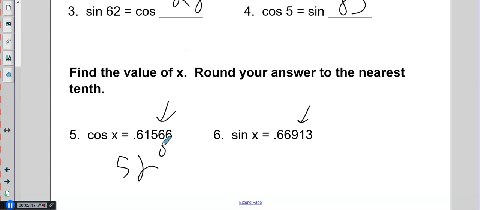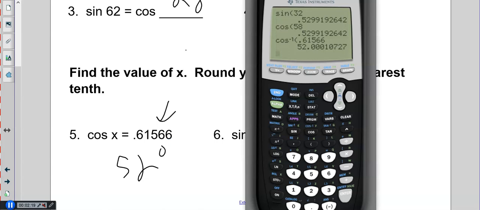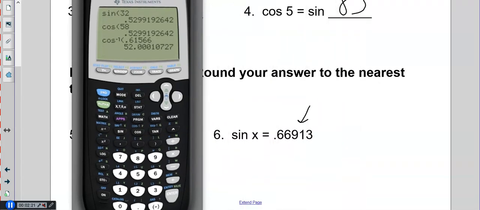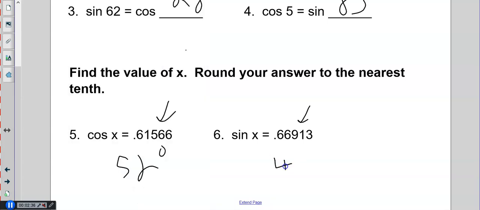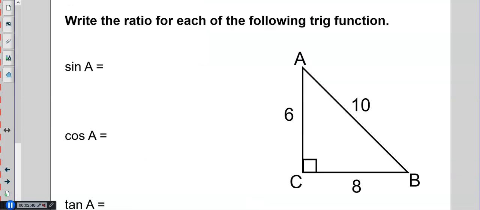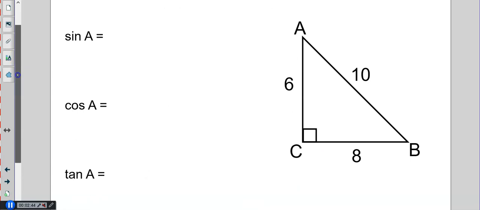That's it. So on this one, we're doing sine, but we're trying to find the angle, so we hit second sine. And we type in 0.66913. We double check our numbers, we hit enter. 41.99, so about 42 degrees. Round to the nearest whole number. Easy peasy.